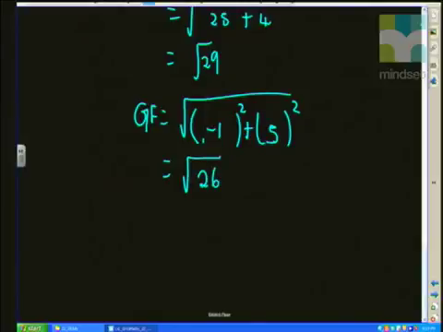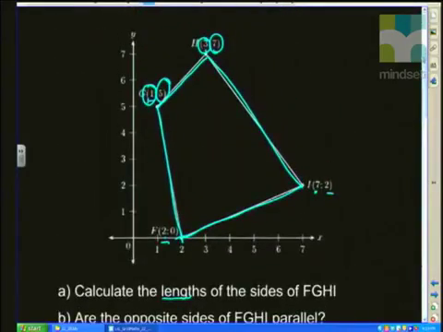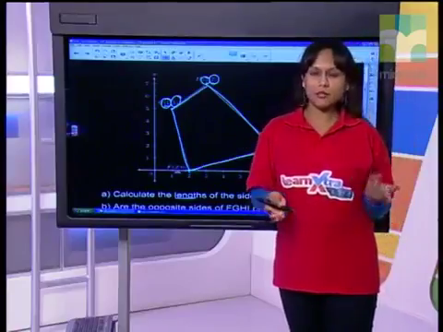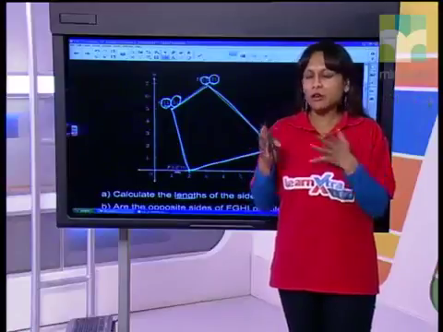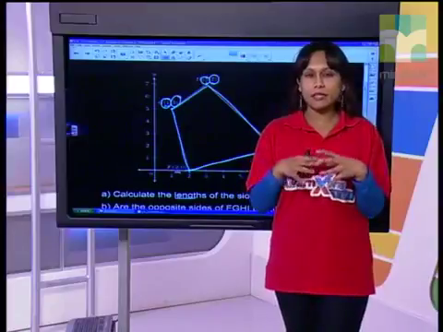All right. So now that we've got all the distances of this quadrilateral, we can already tell a few things. For example, because none of the opposite sides are equal, straight away I'm thinking, okay, this can't be a parallelogram, because in a parallelogram, remember, your opposite sides are equal.